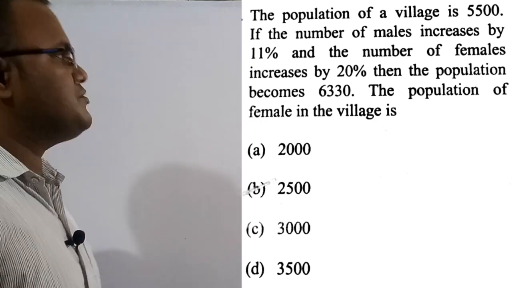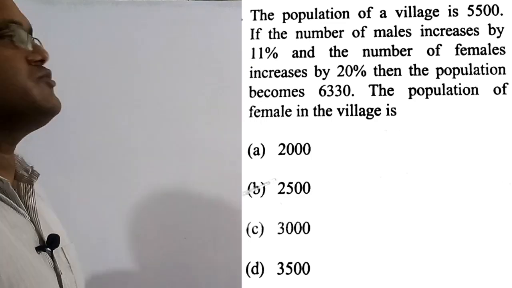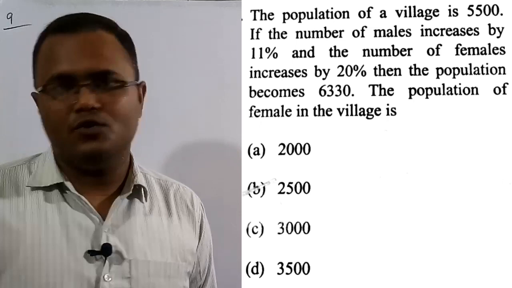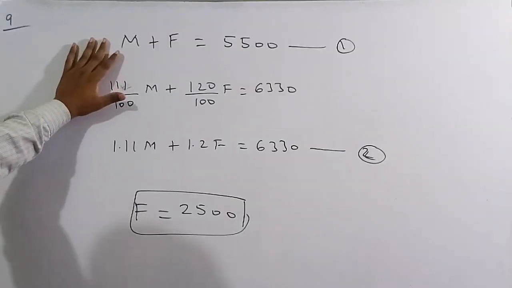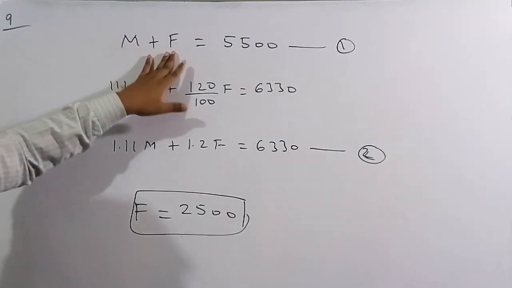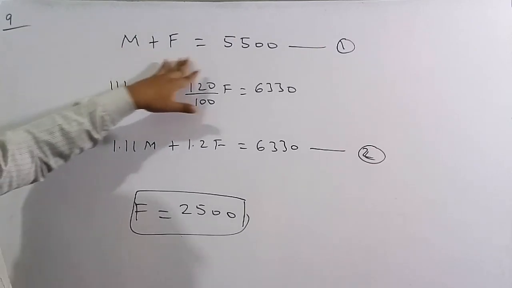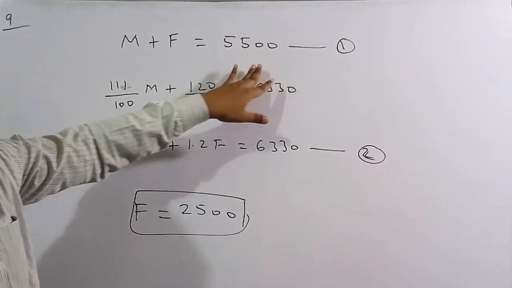So what are the 4 options? Option B, 2500 is the correct solution of this question. So let's solve this numerical. So now I am going to assume M as the population of the males and F as the population of the females. So M plus F is equal to 5500. That is the first equation.